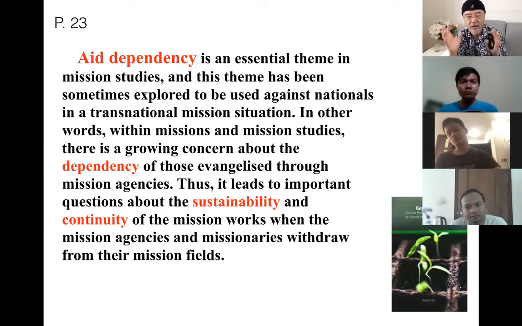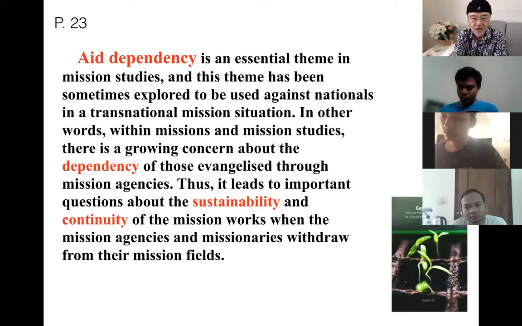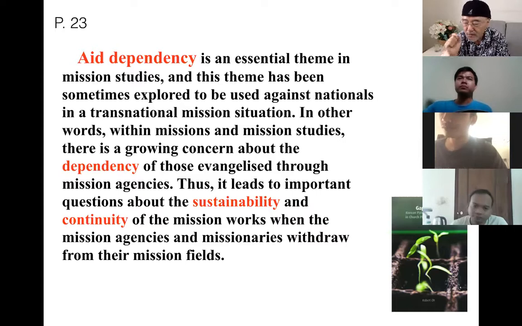So whatever that makes you dependent on, not just money, it could be relationship, it could be status, whatever, even emotional, is an essential theme in mission studies. And this theme has sometimes been used against national and transnational mission situations. Okay, what does that mean? It means that all of the missional studies, they blame nationals.